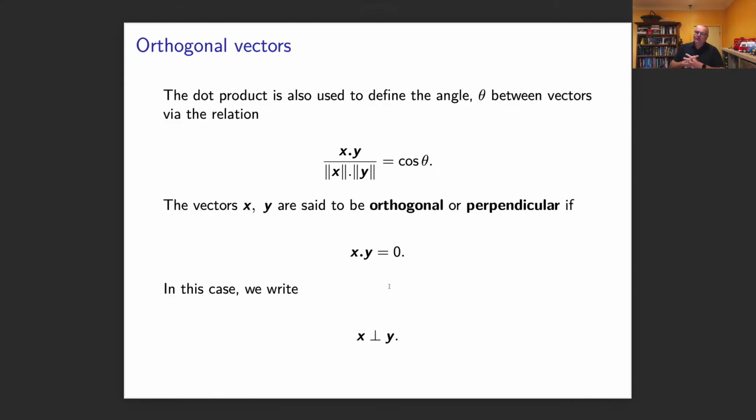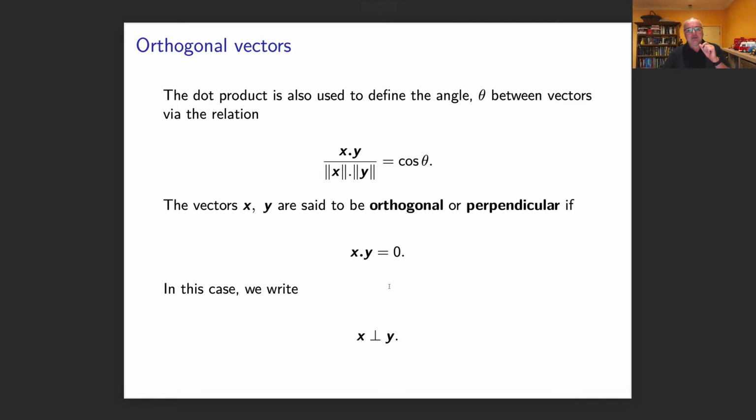The other thing is we can have this concept, which is going to be really useful, of what we call orthogonal or perpendicular. So if you take the dot product, x dot y, that gives you a number. You then take that number and divide it by the norm of x and the norm of y. So you've normalized it by their distances.